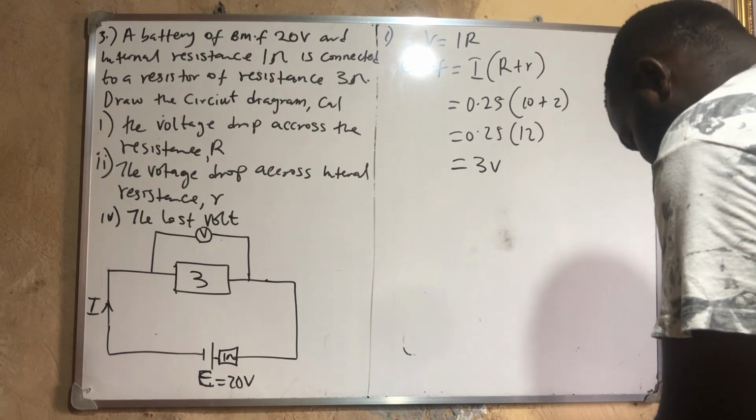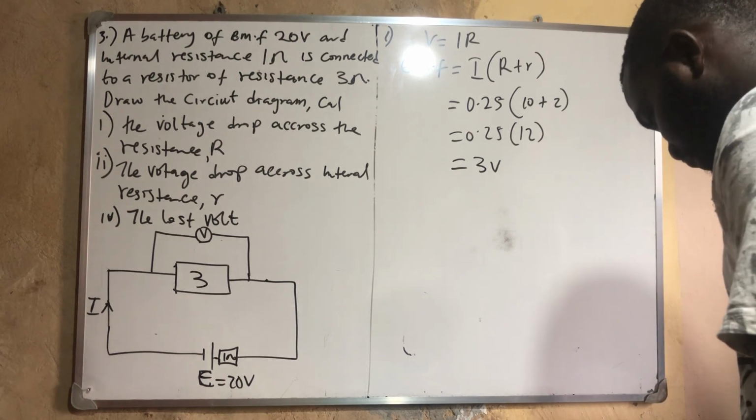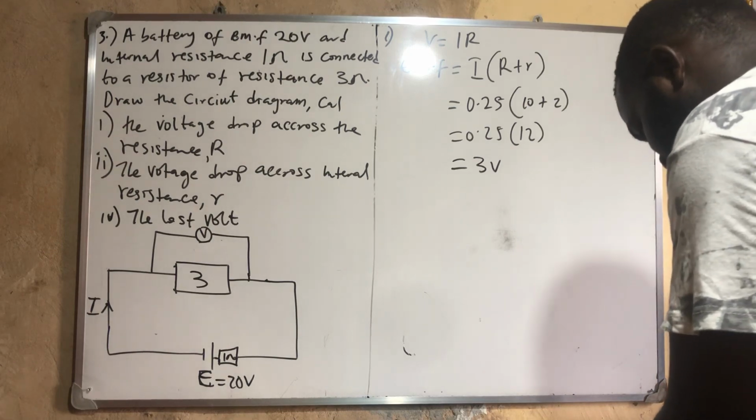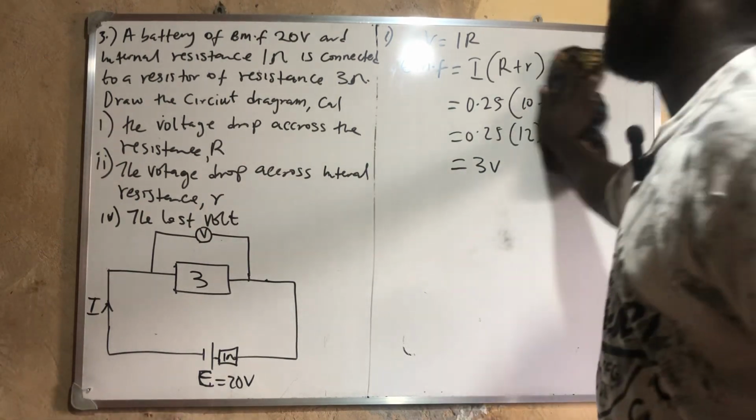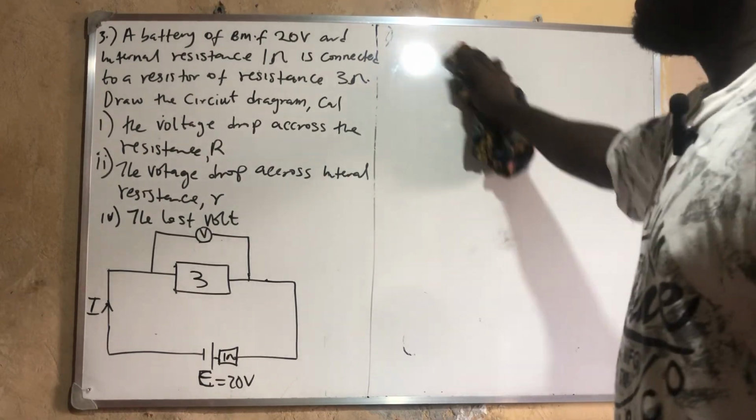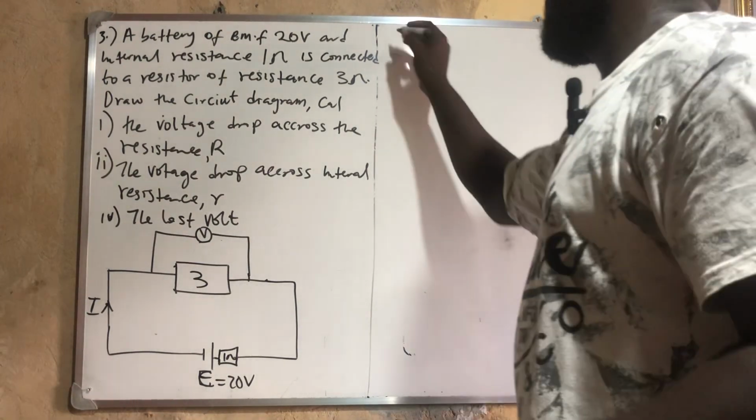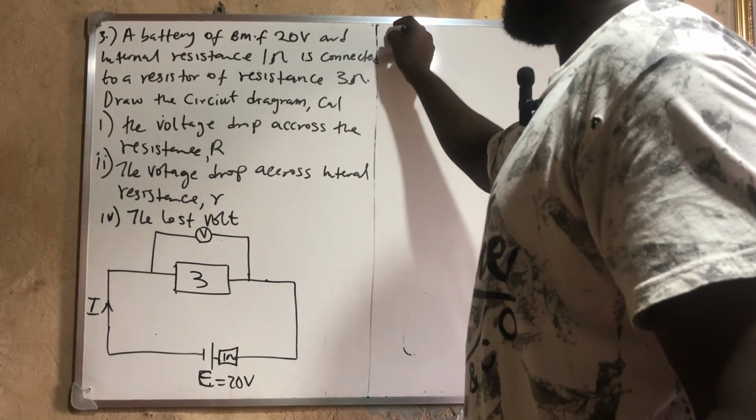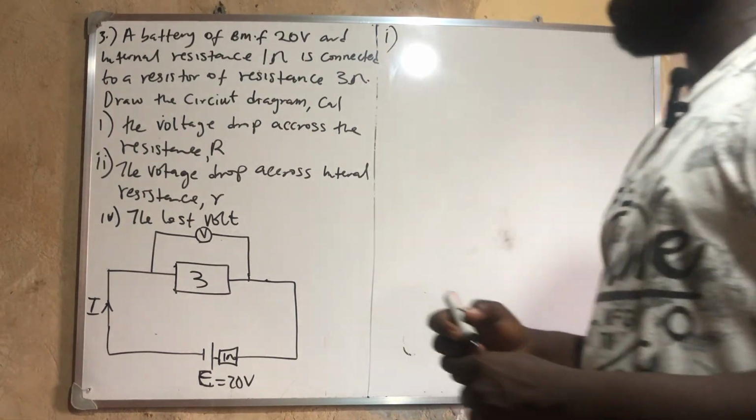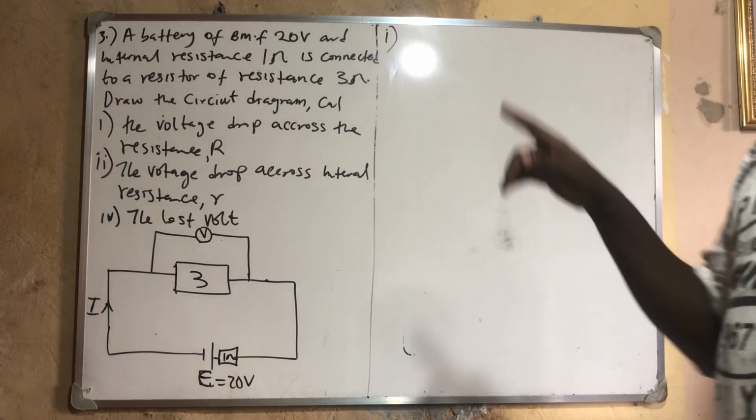Okay, we want to use ratio. Using ratio to calculate this, we're going to have this times 20 over the total. So for the voltage drop, let's use ratio to calculate it. Number I, the voltage drop across the tray.